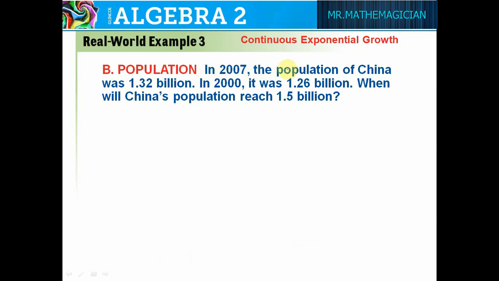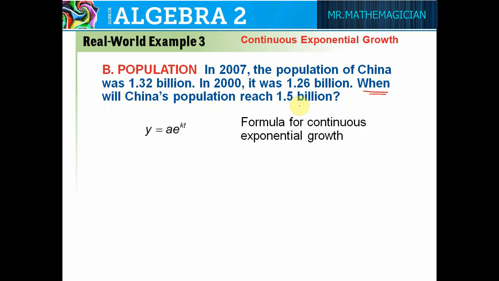In 2007 the population of China was 1.32 billion. In 2000 it was 1.26 billion. When will China's population reach 1.5 billion? When, we need the t, we need the time. So we are going to use the rule with the same k we had in part A of the example. y equals a e to the power kt.